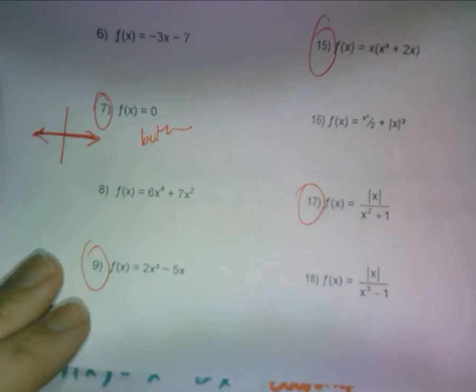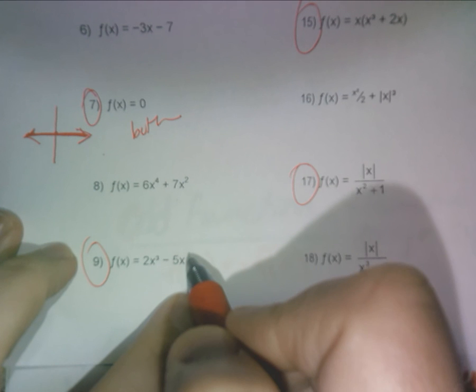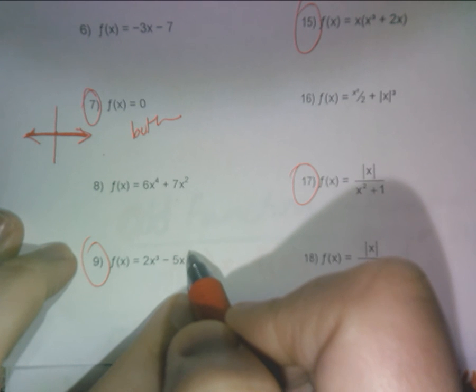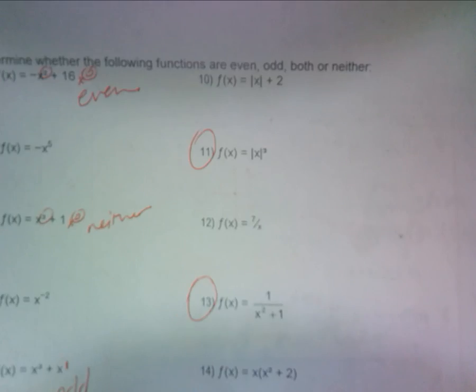All right, what about number 9? What'd you get for number 9? Caleb, what'd you get? I got odd. Correct. Because it's a 3 and a 1.